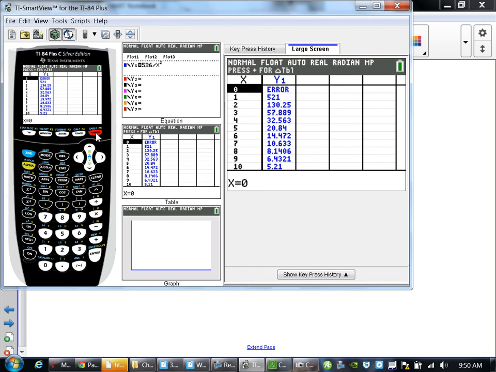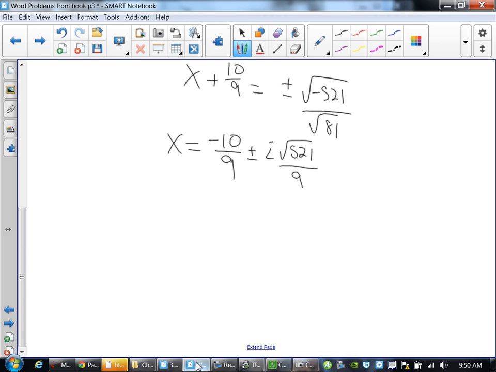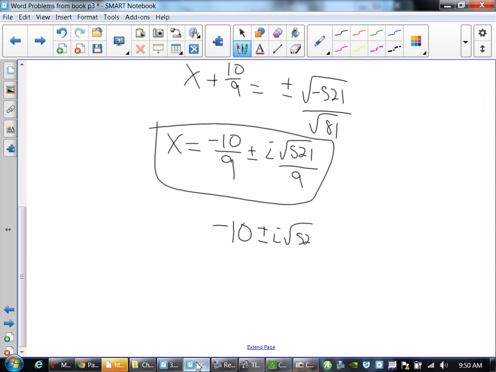Now, one thing you might also notice, could you leave it like this? Yes, you can. It's fine. If you left it like this, I'm happy. Or you could have written it as negative 10 plus or minus i root 521, all over 9. It means the same thing because the 9s already had the common denominator. So if in your mind you're like, oh, I should do that, that would be good. It's not a big deal either way. You can leave it as the two independent parts of the fractions.